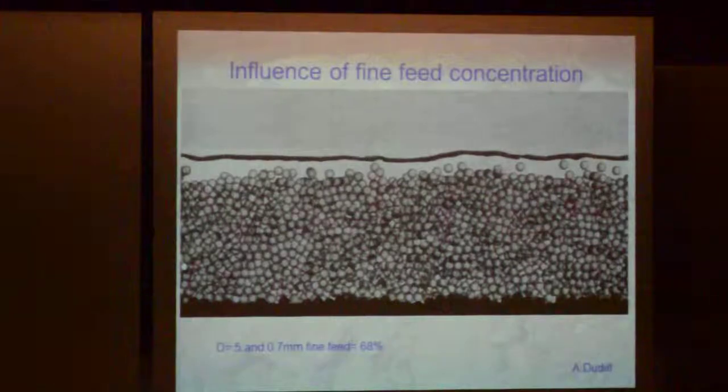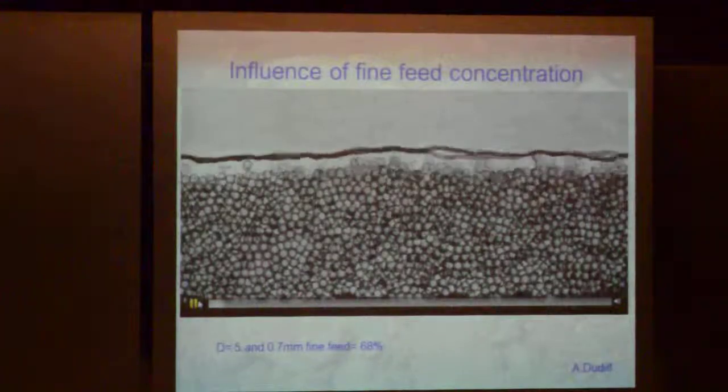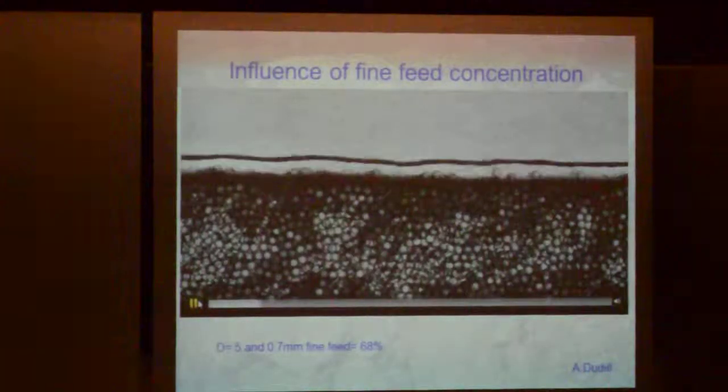Okay. Now, I want to show you the influence of fine feed concentration. So we'll return to 5.07 millimeter, but with a fine feed of 68%. The fine feed is now higher than the coarse feed, maybe 2 times, because it's 68% of the total. Okay, so it's maybe 16 kilogram per hour of fine feed. Of course, it infiltrates much more rapidly.